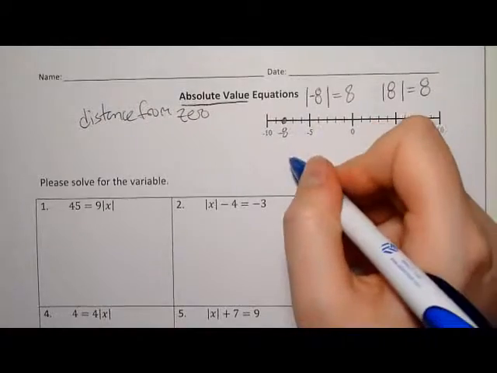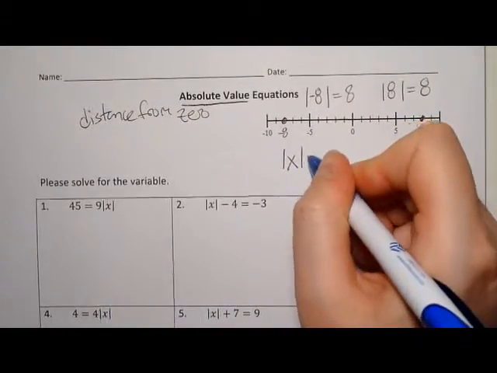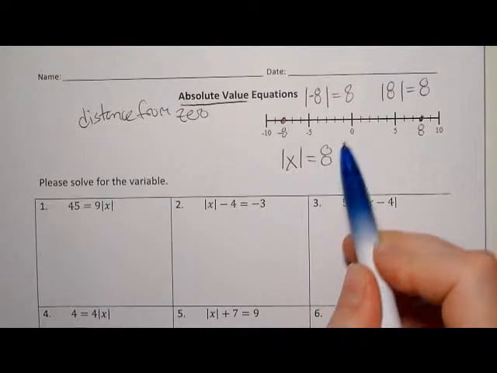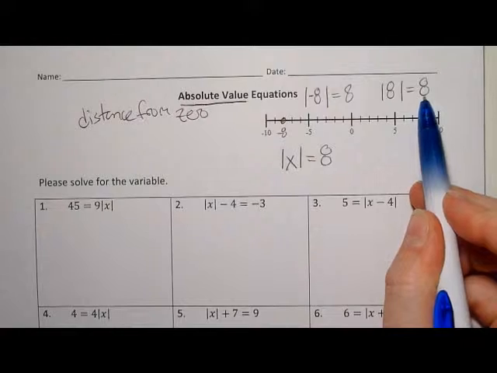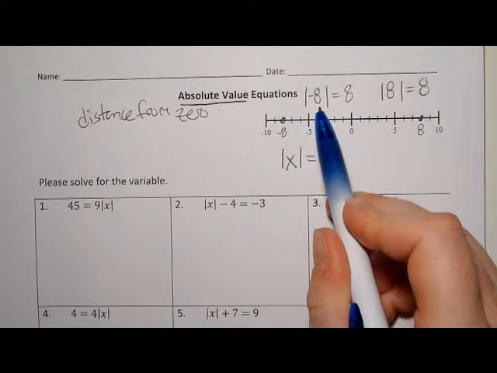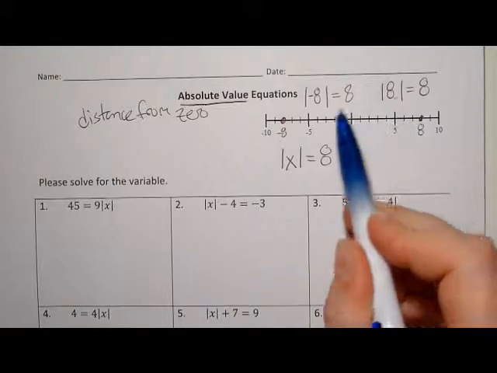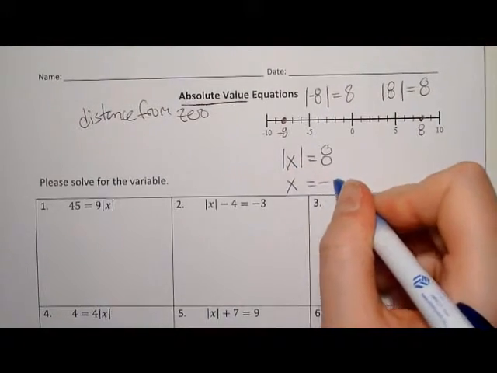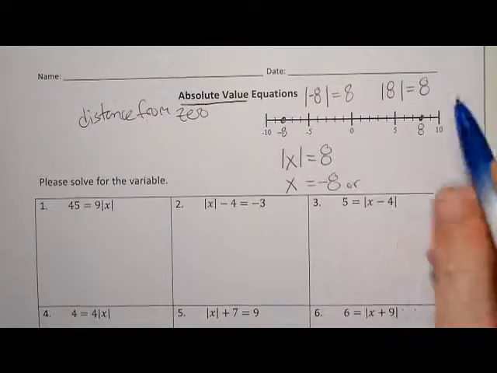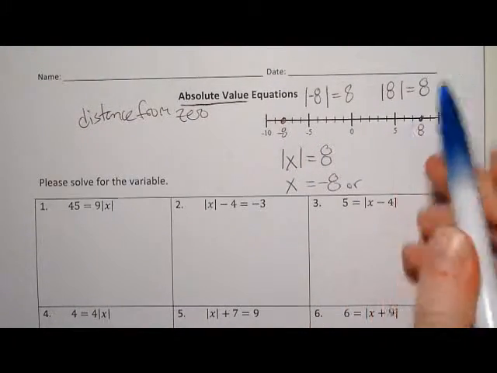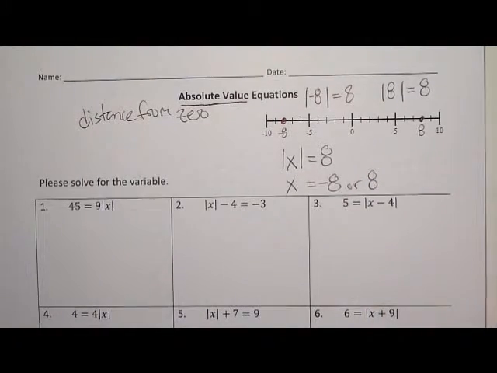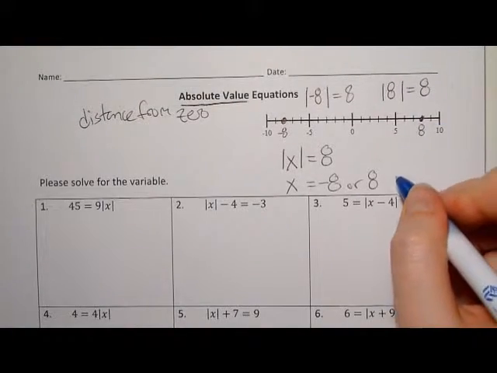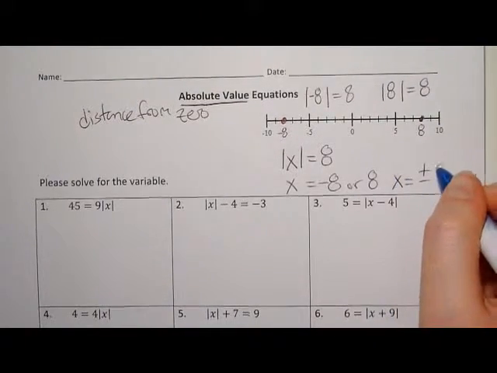Now let's imagine that we took the absolute value of a variable and said that that was equal to +8. Well, if the absolute value of x equals 8, I see that there are actually two values that I could substitute for x and get out +8. X could be -8, or x could be +8, and we would get out the absolute value of x as +8. That is to say that x could equal plus or minus 8.